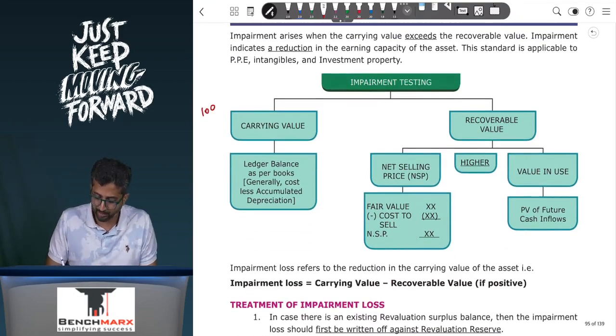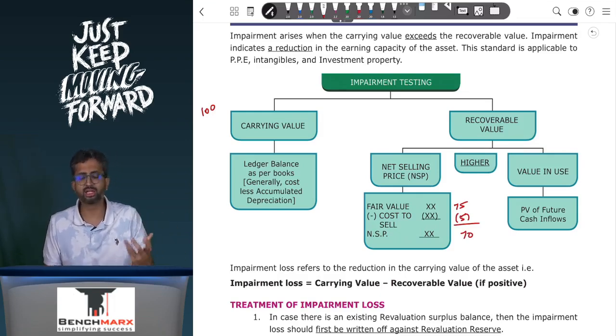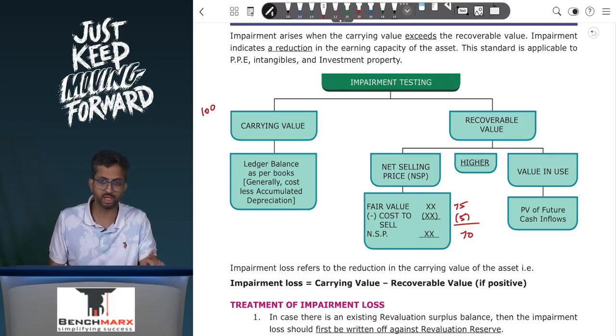So let us say the fair value of the car today is, for example, 75. And if I dispose it, there will be an incremental cost like brokerage, etc. of 5. And hence the net selling price is, for example, 70 rupees. So will I say that the car can recover only 70? No, I can either sell the car or I can use it.